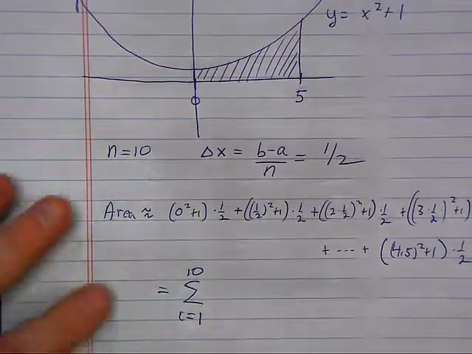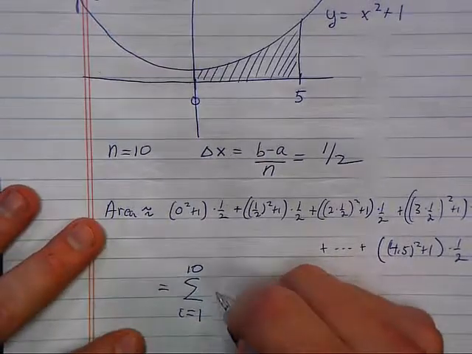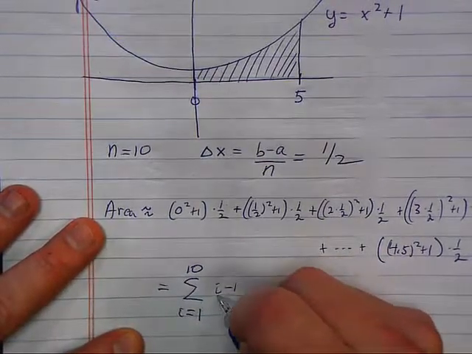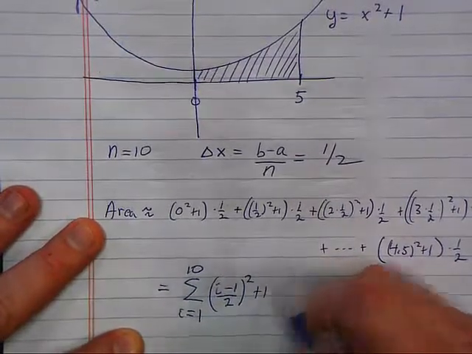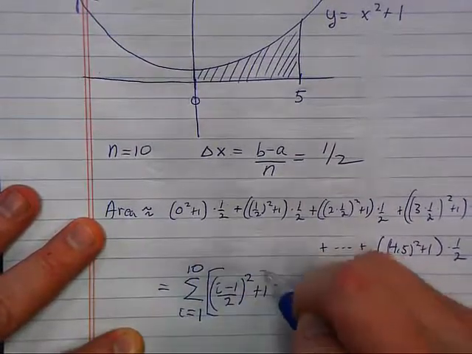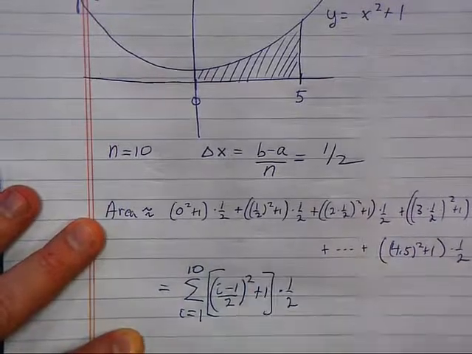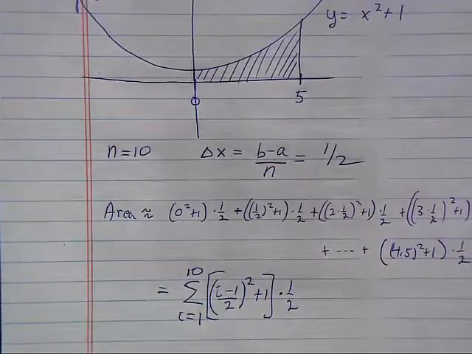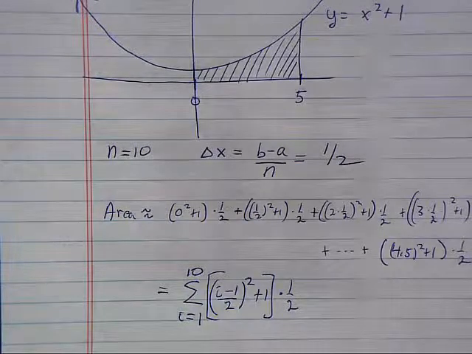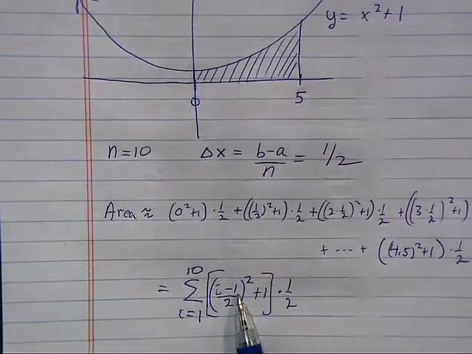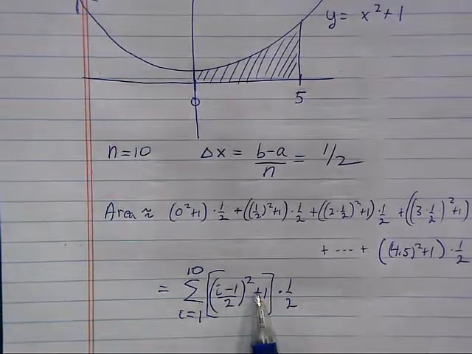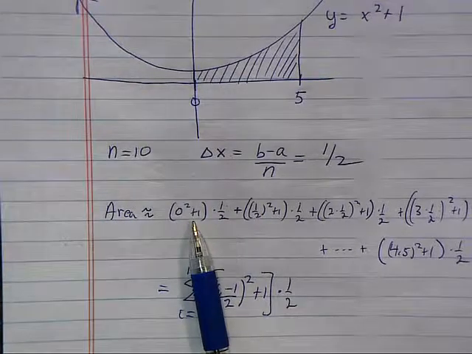All right, here's what I'm going to write. I'm going to write (i minus 1) over 2, squared, plus 1, times 1/2. All right, so let's think about this. What happens when I plug in 1? What's 1 minus 1? 0. So that would give me 0 squared plus 1. That would be the first one, wouldn't it?